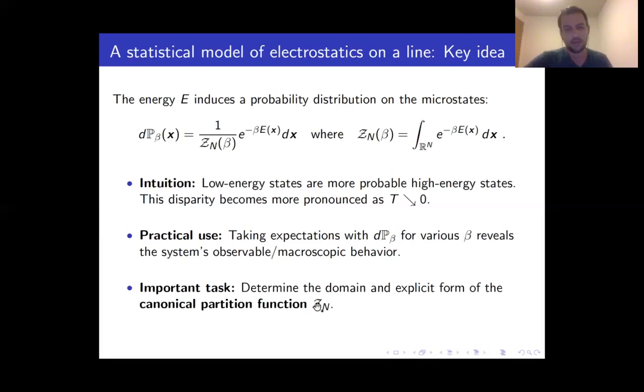And with that in mind, I want you to consider the fact that having an explicit formula for Zn of beta is really handy here because it makes that distribution explicit. And once you have that, you can actually compute expectations against it. So if there's anything I want you to take away from these first two slides, it's that knowing this canonical partition function, as it's called, explicitly is really, really important for doing problems of this kind.